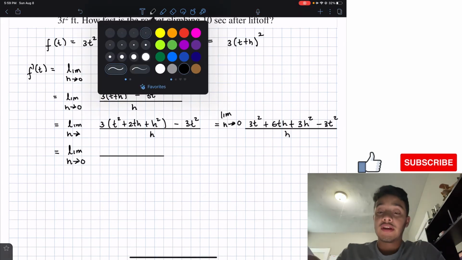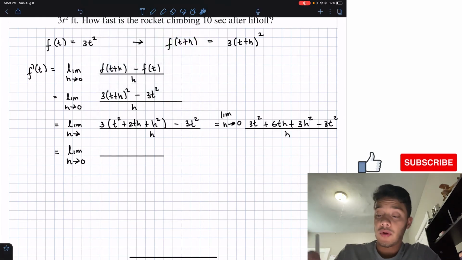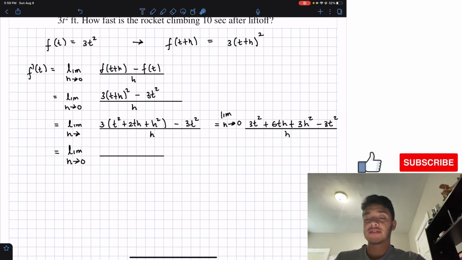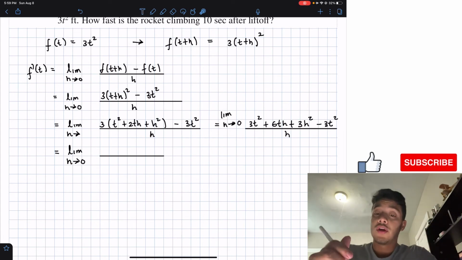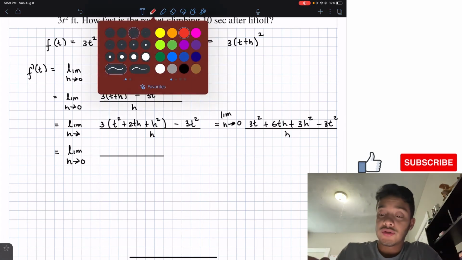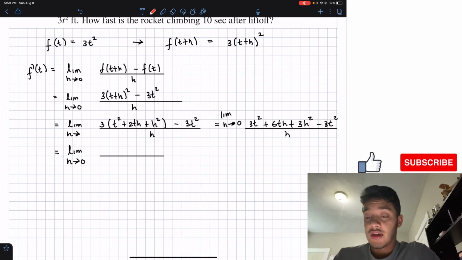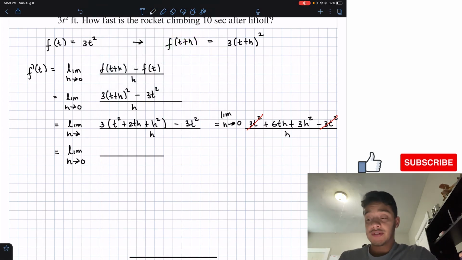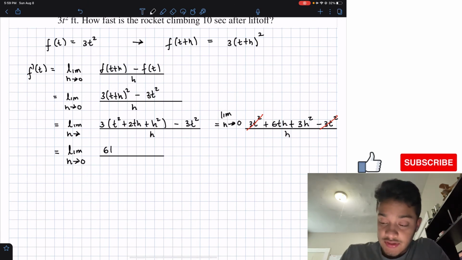And what do we have? Well, the next step is to combine like terms. When we reach this step, we've got all our terms in the simplest way that we can, and it's all expanded out. Now what we're going to do is combine like terms. So first we've got 3t squared minus 3t squared. Basically these two cancel out. I think that's all that we can do for this one. So we're going to have 6th plus 3h squared, all divided by h.